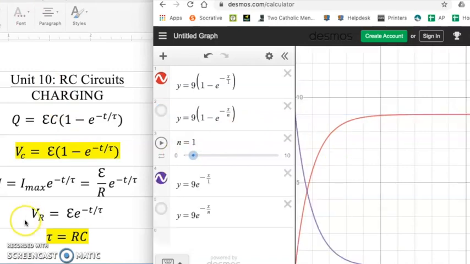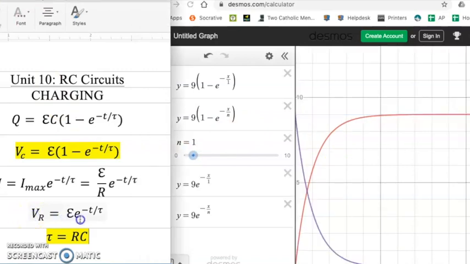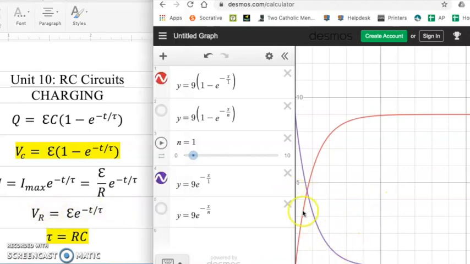What about the volts on the resistor? That would be this equation down here, okay? The volts on the resistor, you can see, follows an exponential decay graph. So that would be the purple one that I've graphed out here, again with a time constant of 1. And please note that at any particular moment, if you pick out any two values on the two graphs and add them together, they will add up to 9.